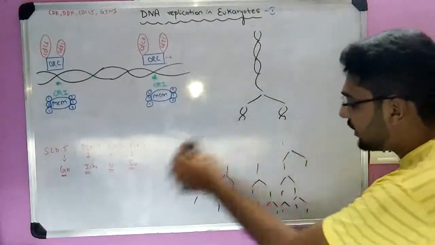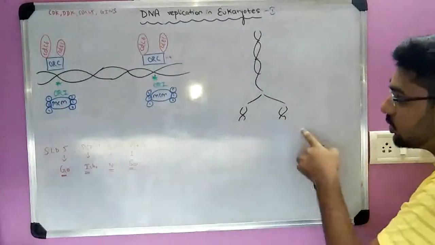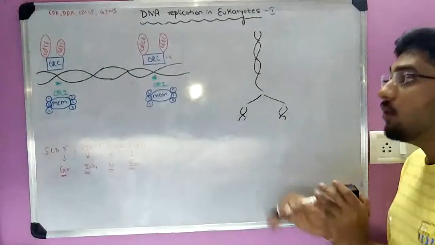Now this is the main aim. We are going to see how a single strand is going to give rise to two daughter DNA strands. How is it going to do that?